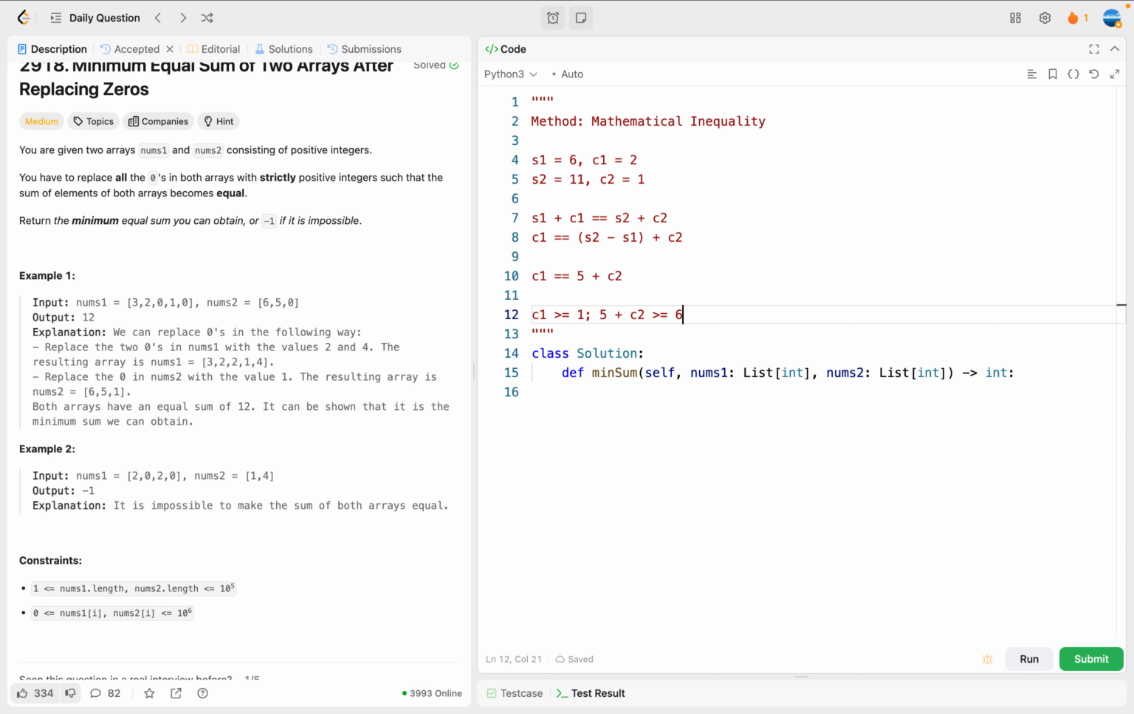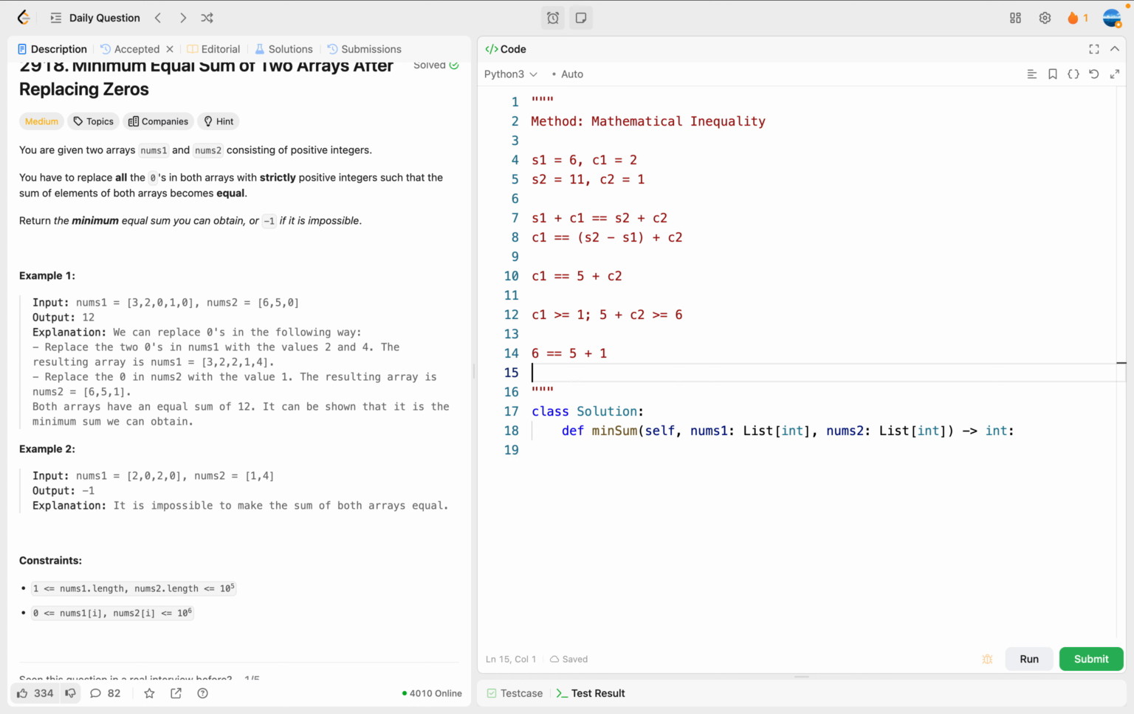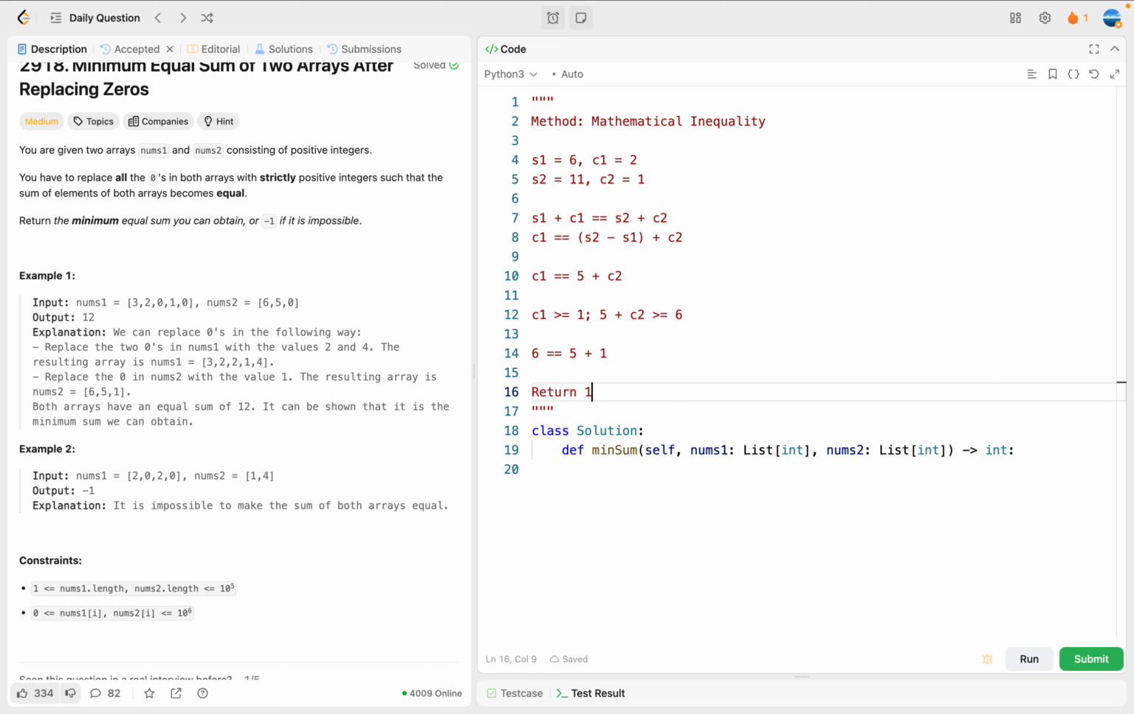6, since C2's count is 1. So we need to make them 6. In other words, we assign the sum of the two zeros in nums1 to be 6, and then we assign C2 to be 1. So if we set C2 to be 1 and C1, the summation of the two zeros, to be 6, the total sum will be 12. So the return is 12.